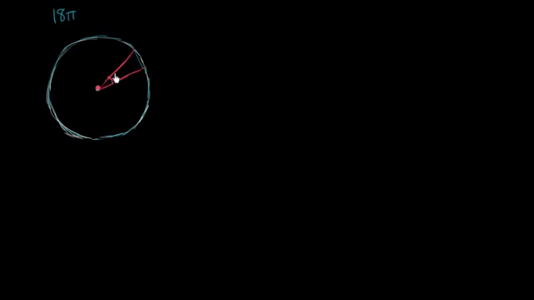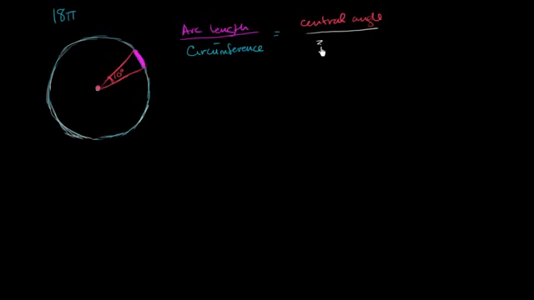And what I'm curious about is the length of the arc that subtends that central angle. So what is the length of what I just did in magenta? One way to think about it, or actually maybe the way to think about it, is that the ratio of this arc length to the entire circumference should be the same as the ratio of the central angle to the total number of degrees if you were to go all the way around the circle, so to 360 degrees.